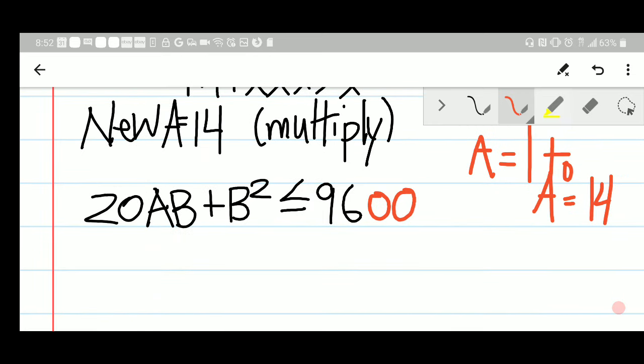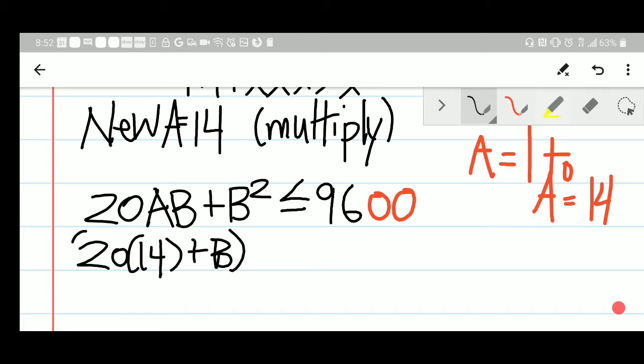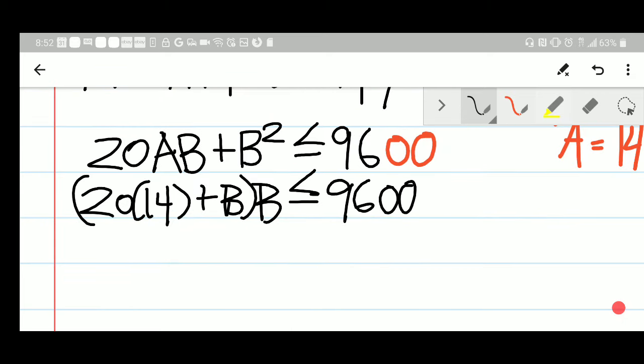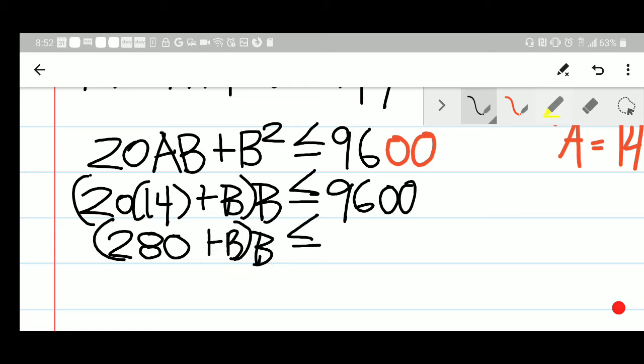So our new A is 14. So we have to go 20 times 14 plus B, I'm skipping steps, is less than or equal to 9,600. Okay? Okay, so 10 times 14 is 140. 140 times 2 is 280. That's just a trick mental math. 10 times 14 is 140 times 2 is 280. Plus B times B less than or equal to 9,600.